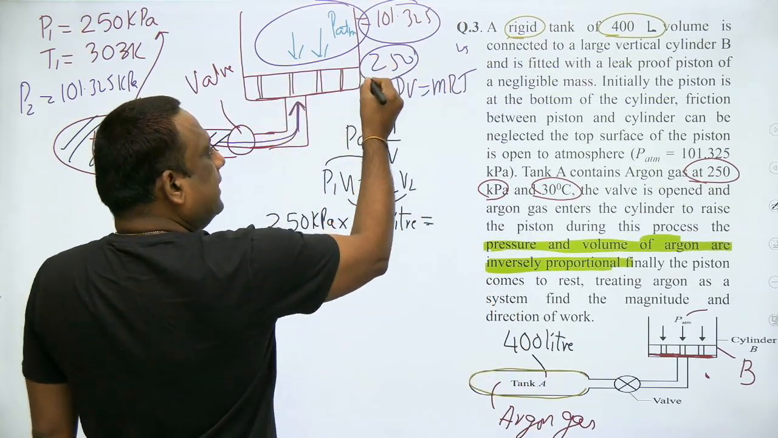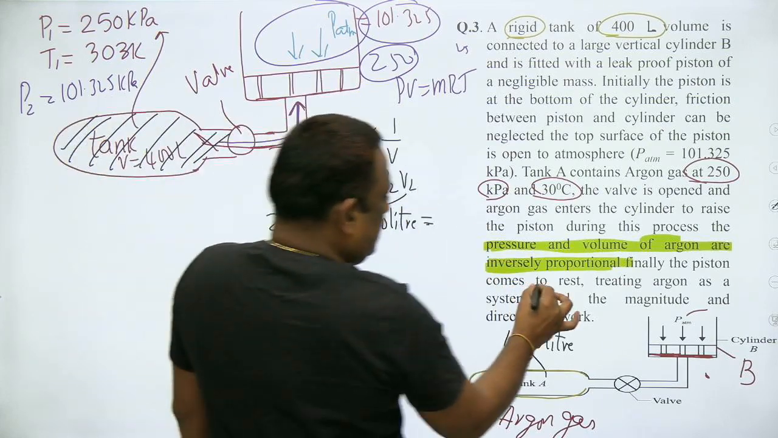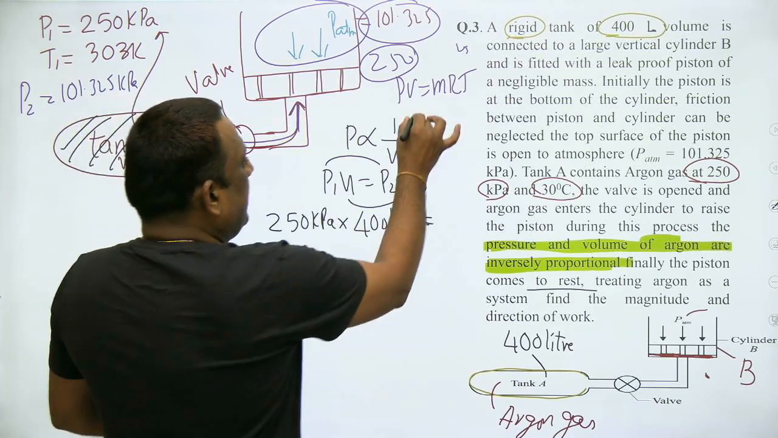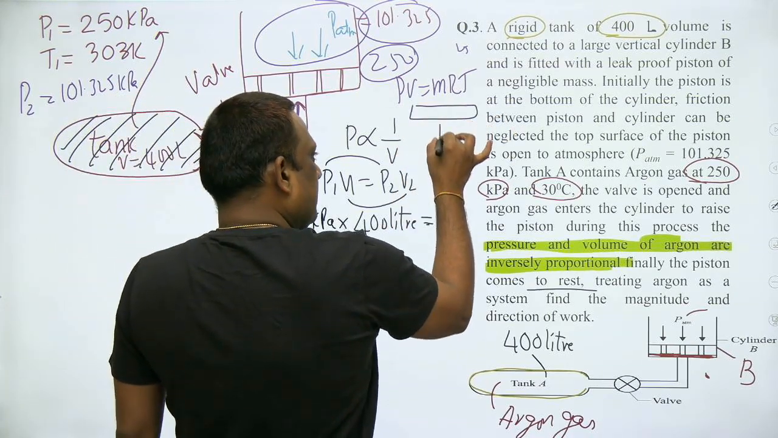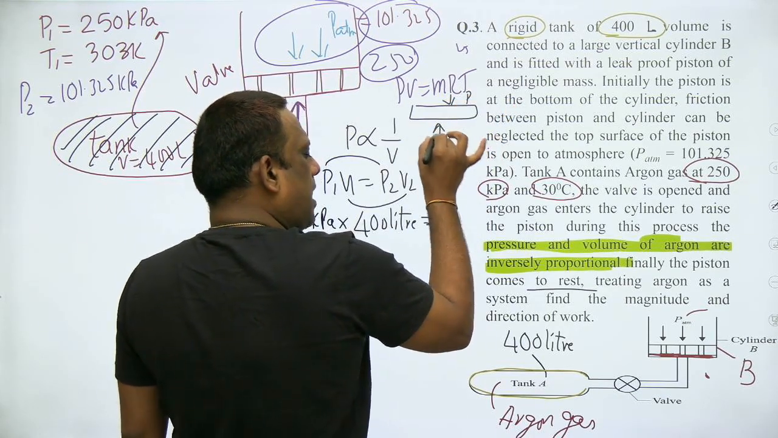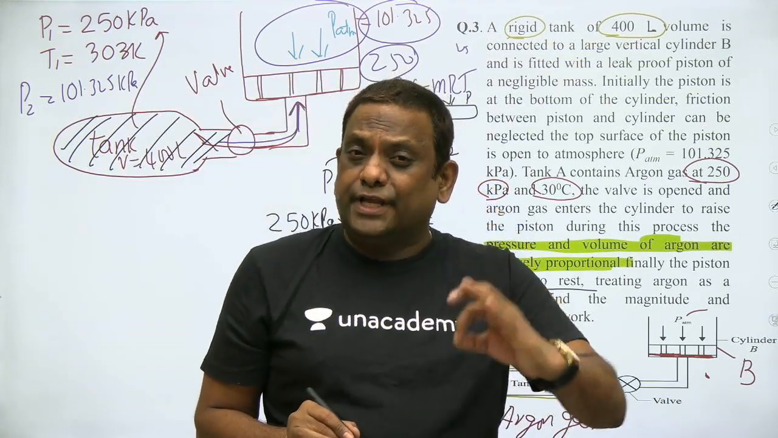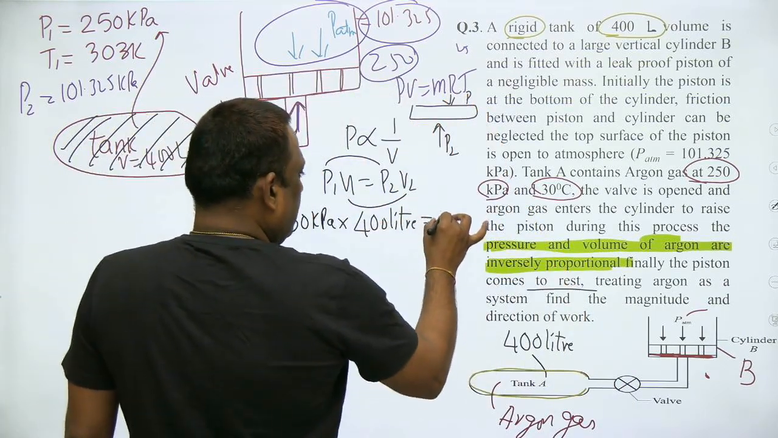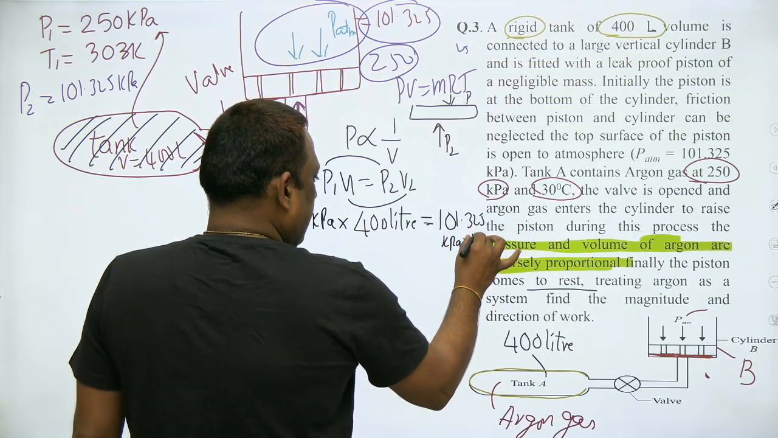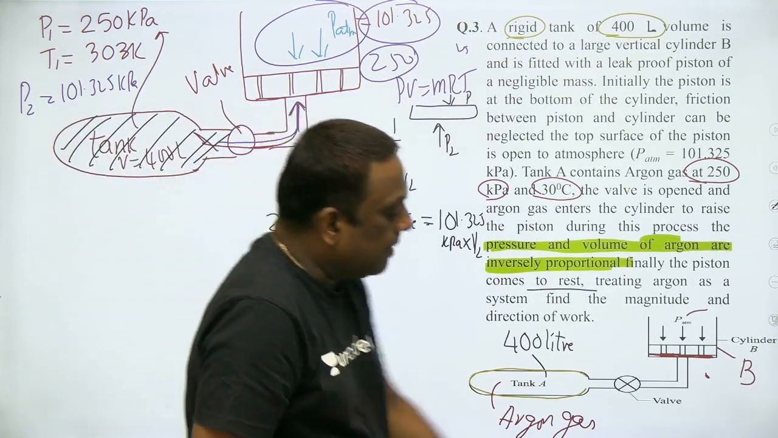You were told that my argon is coming to equilibrium, finally it is at rest. So when finally the piston is coming to rest, this pressure and the atmospheric pressure should be the same. So the final pressure of argon in the cylinder should reach atmospheric pressure. Therefore, P2 is 101.325 kilopascal, into V2. Excellent. From here, I will get the value of the final volume occupied by argon, but that will be in liter.